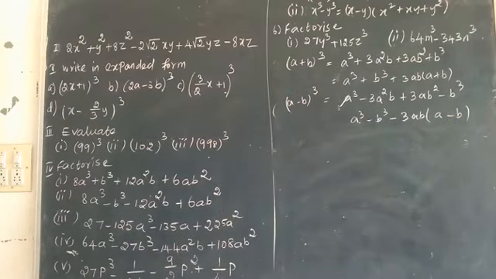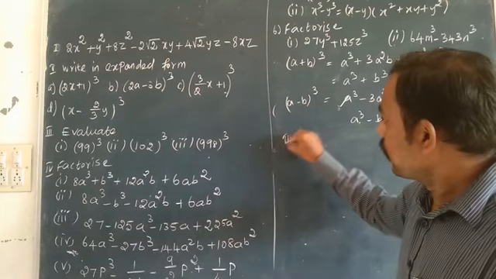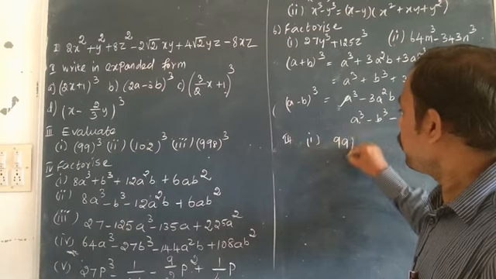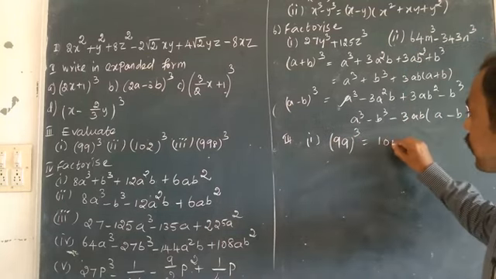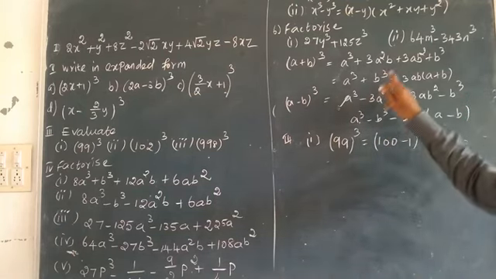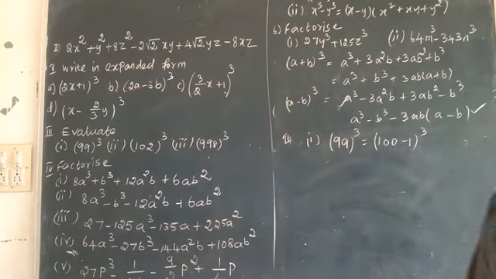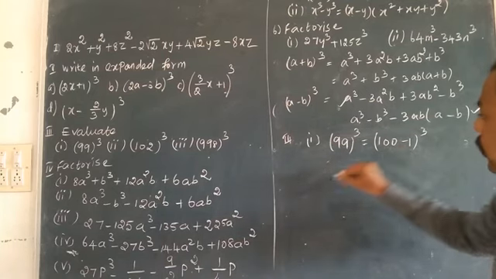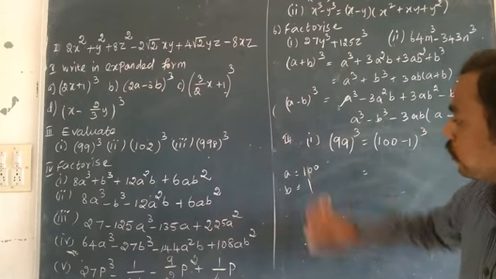Next, evaluate this type of problem. I am not going to give the exact answer, only the idea for the problem. You need to multiply. For that, the third one, first problem, 99^3. You can write 99 as (100 - 1) to the power 3. Both forms you can use, but the second is easy to find this value. So a equal to 100 and b equal to 1.